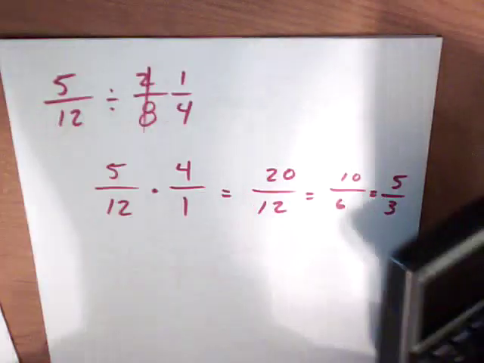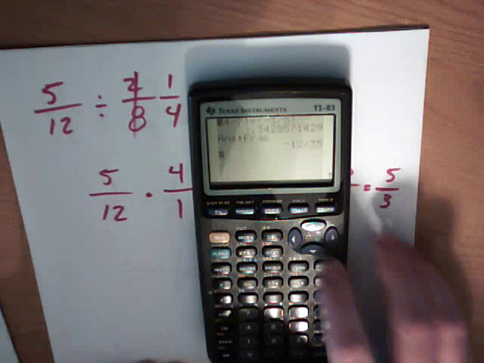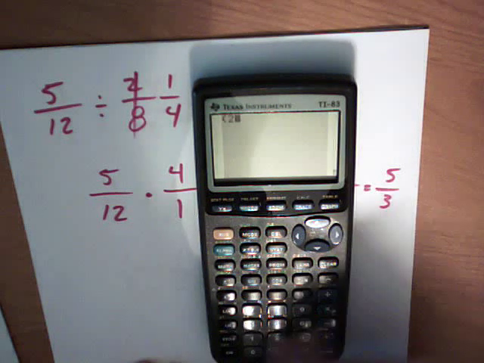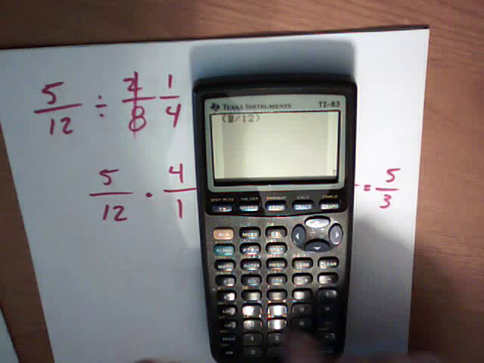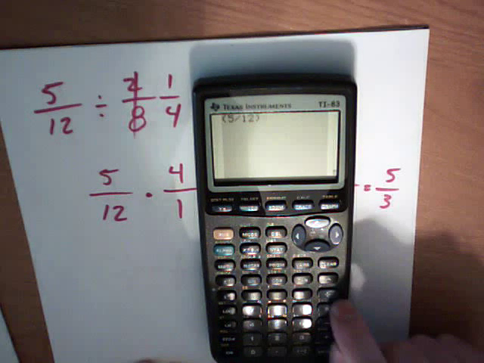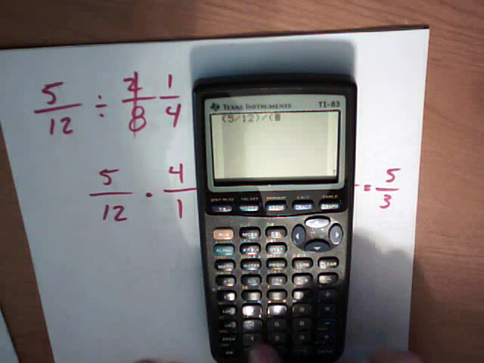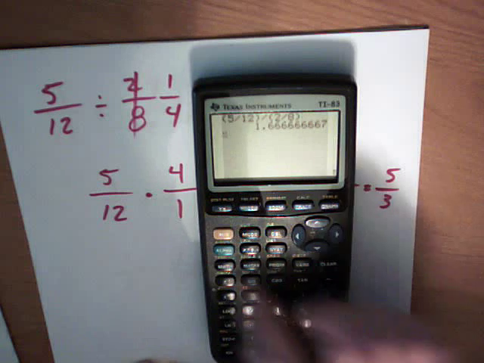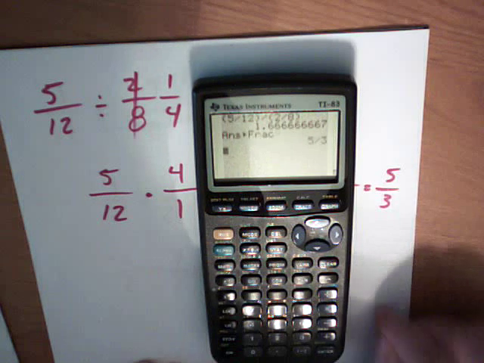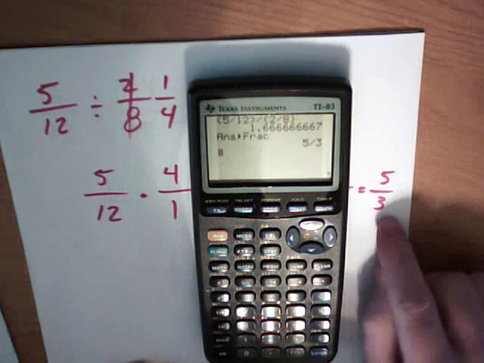Let's pick another one here. Let's try this one here. It's a division one. Now remember, parentheses, 5 divided by 12, parentheses. See, I hit the wrong button. 5 divided by 12. And then divided by, parentheses again, 2 divided by 8. Enter, math, enter, enter. Answer to fraction, 5/3, and that's what we wind up with here.